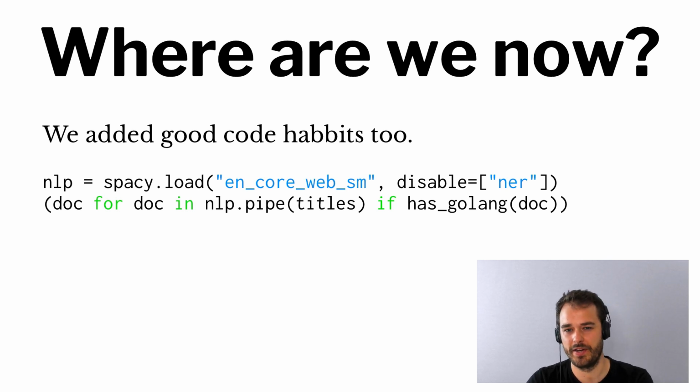We also saw some good coding habits. So we noticed that disabling the named entity recognition will make your spaCy model faster in this case. We also learned that using nlp.pipe is also a good habit. We built this decorator, we benchmarked it, and it was, at least to me, pretty obvious that we were onto something.